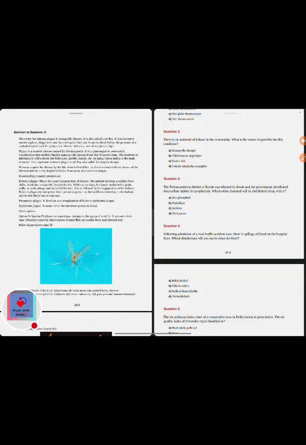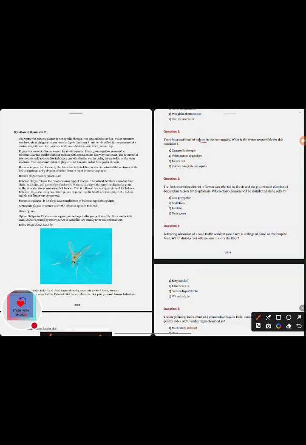There is an outbreak of buboes in the community. What is the vector responsible for the condition? Buboes mean bubonic plague. So what is the vector for plague? The vector is the rat flea, the insect present on the rat, which feeds on the dead rat and transmits to the human. It also transmits murine typhus, chigoe infestation, and Hymenolepis.